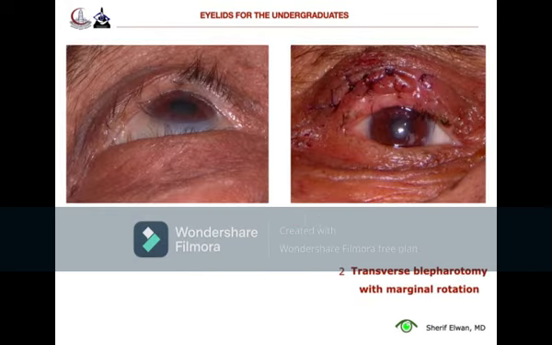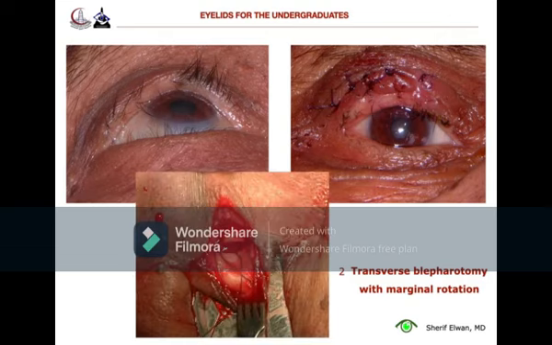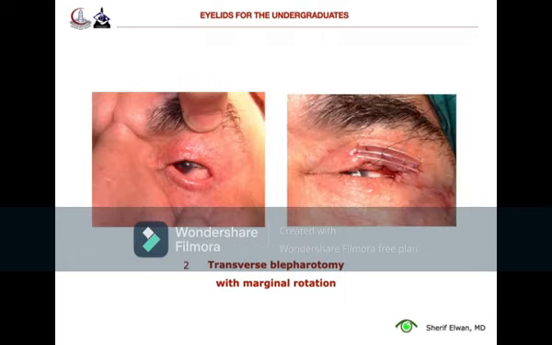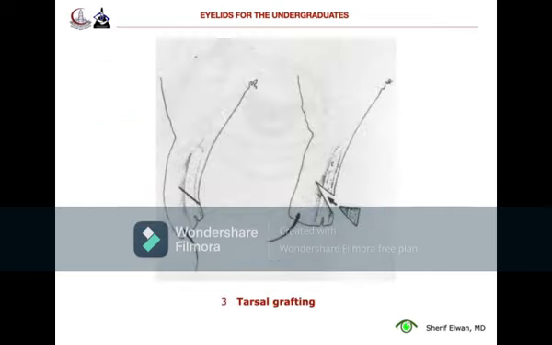And this is an example of transverse blepharotomy and margin rotation, where an incision was made for these rubbing lashes, and here after the sutures were taken, the lid margin was directed outwards. Here is the view during surgery. Another example of transverse blepharotomy and margin rotation.